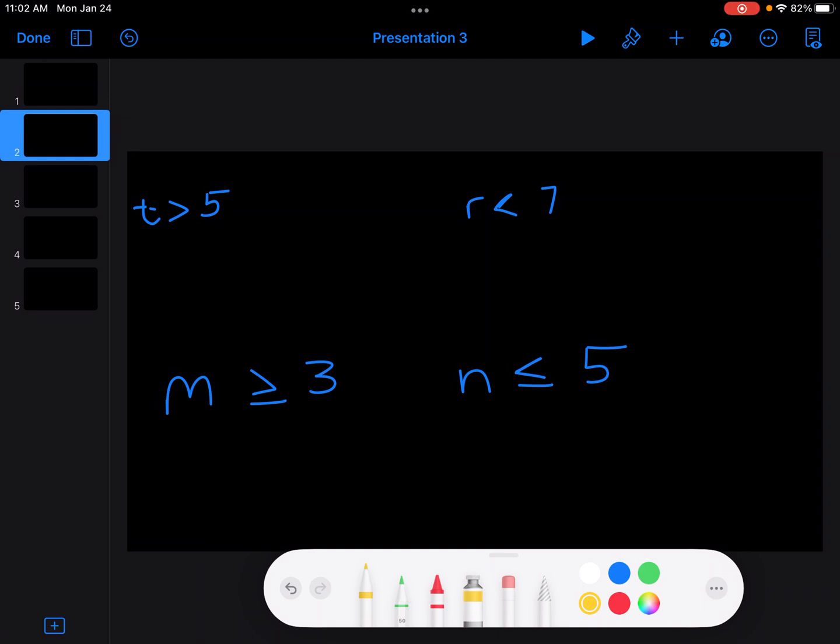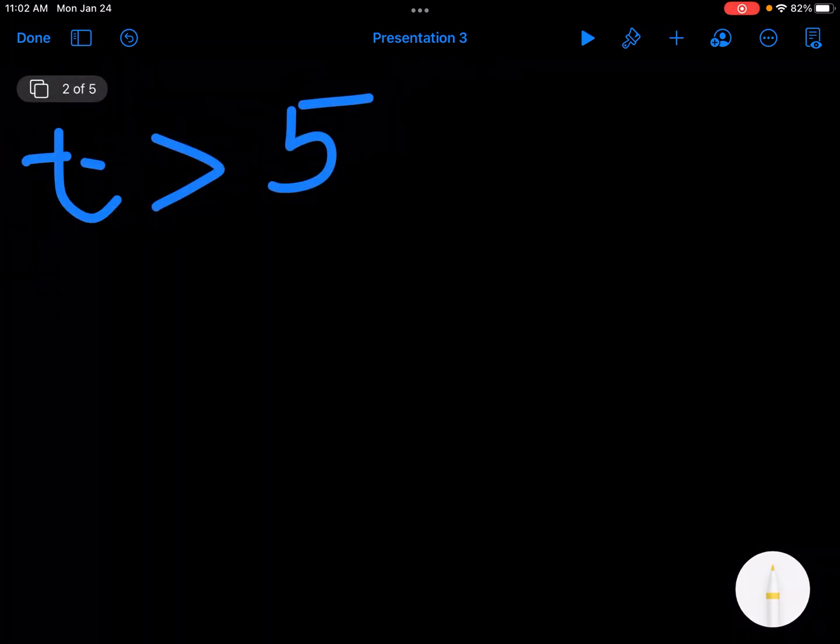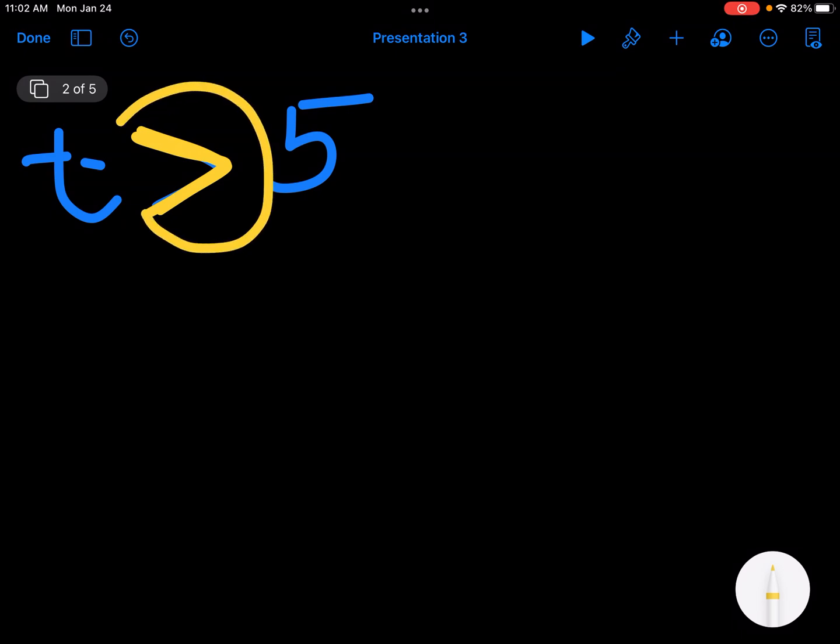They don't have specific solutions because it's all the numbers that are greater than, less than, greater than or equal to, or less than or equal to. So for example, t is greater than, because remember, the mouth eats the larger number, or however you want to look at it. Some people drew Pac-Men, some people did alligators, whatever it is you did.